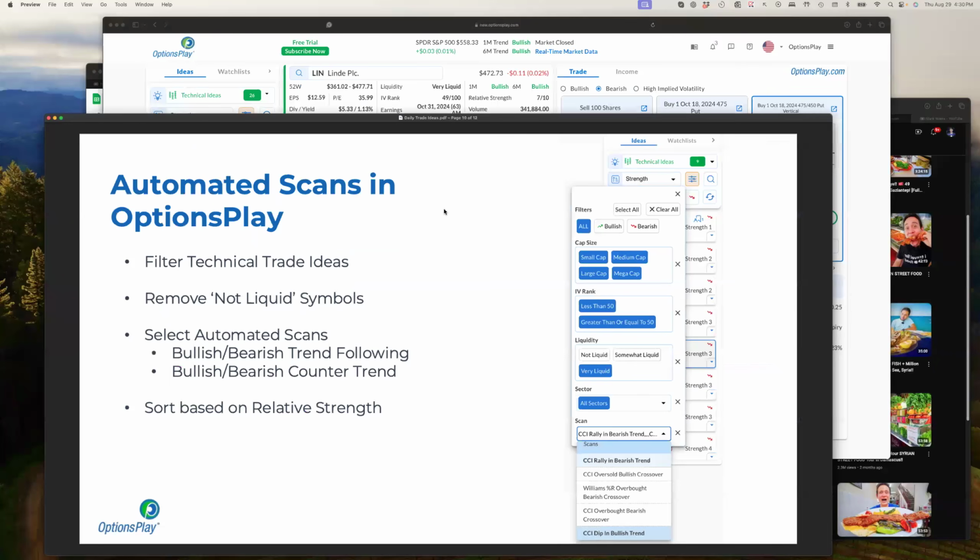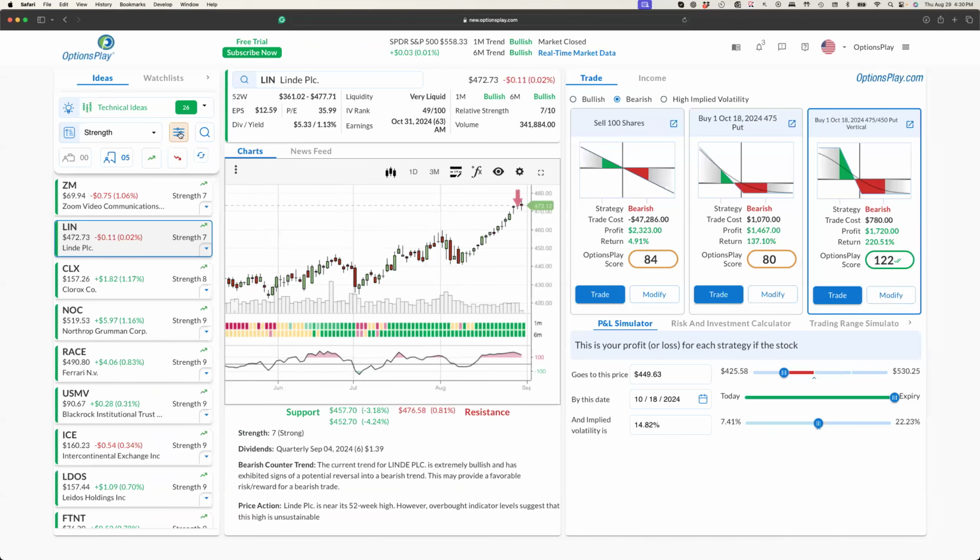Okay, so I'm going to bring you here to the OptionsPlay platform, and what you're going to see here is in our trade ideas section on the upper left-hand corner, you're going to have a list of different types of ideas. We have technical ideas, covered call ideas, credit spread ideas, and short put ideas. So for today, we're going to focus on technical ideas. We're going to look at ideas that are generated by the platform based on technical scans. This is going to be those trend following and counter trend ideas.